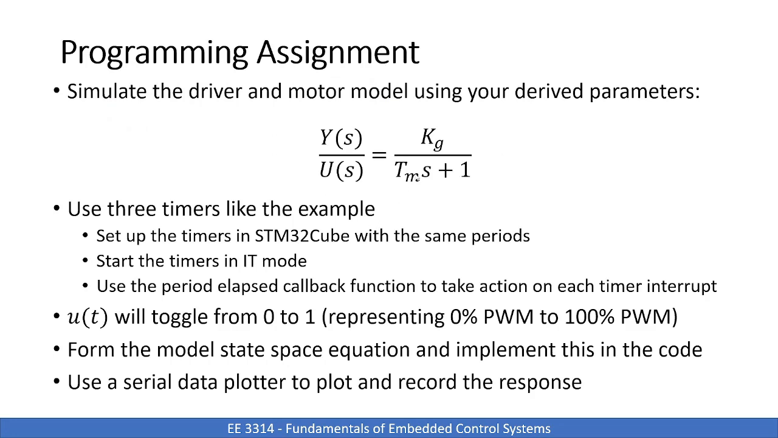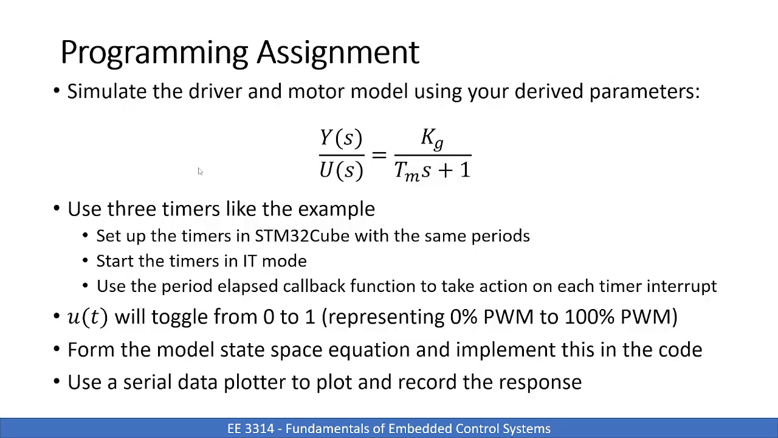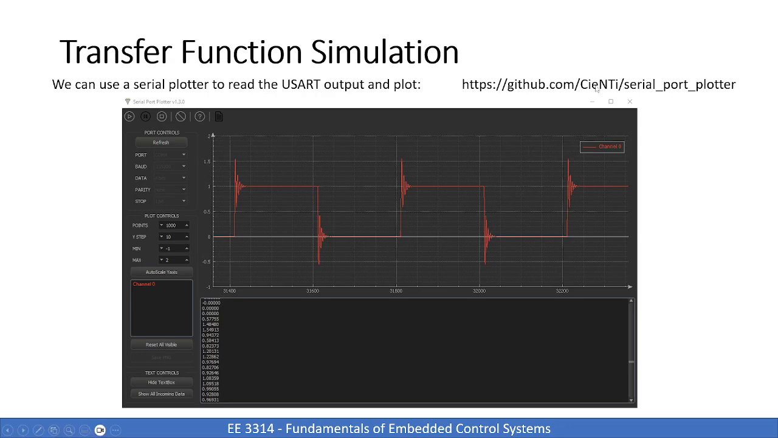So basically we'll use this transfer function. In this case, we use the same setup for simulation, 3 timers, right? We use timer 6, 7, and 10. So really the only thing you'll need to be changing is the state space representation of now the first order system. Okay, so you need to form the state space equations for that model and implement that in the code. And then you can use your serial data plotter, this guy up here that I've sent a link to, and provide this plot.